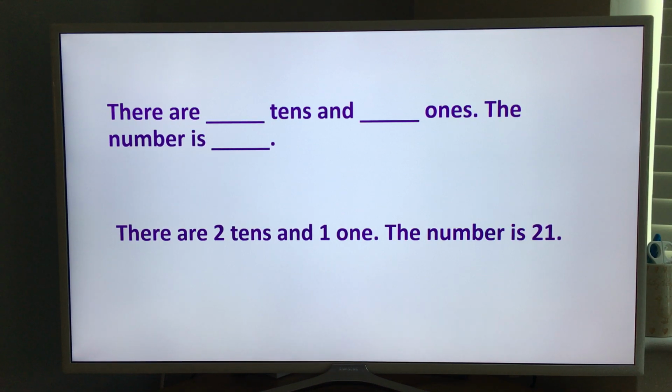So for example, if we were representing 21 in a sentence, we would say there are 2 10s and 1 1. The number is 21. So on the slides, if you see any of these sentence stems, encourage children to read the whole sentence. They might need a bit of help reading some of the words, and then they're filling in the missing numerals on the lines.